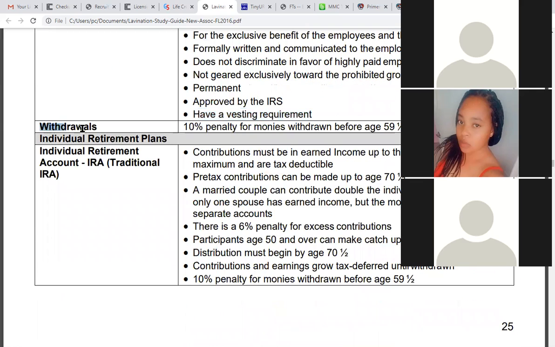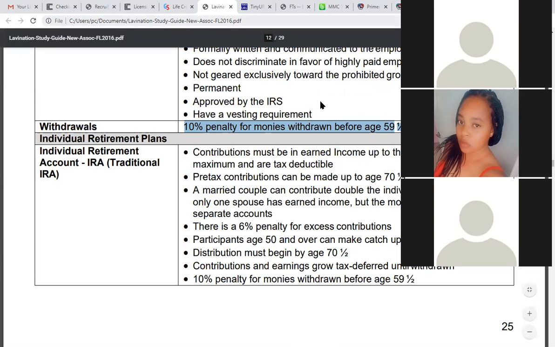What about withdrawals? If you have a retirement plan and you go to it, there's a 10% penalty if you go before 59 and a half. Let's say, for example, you have a 401k at your job. If you go to it before you're 59 and a half, they're going to charge you a 10% penalty because you go to the money too early. All right.